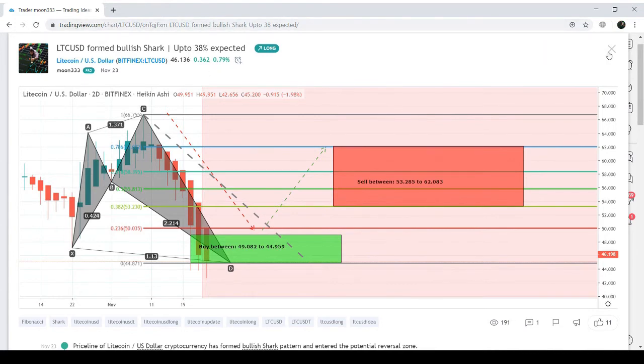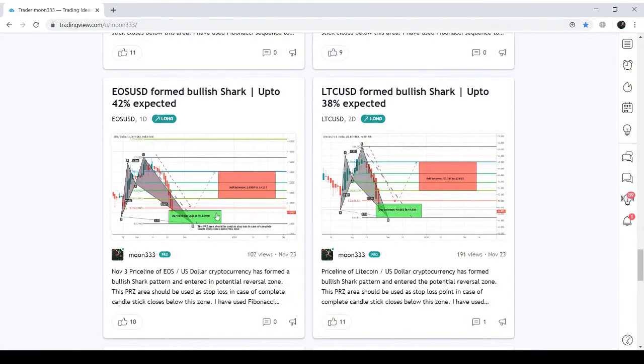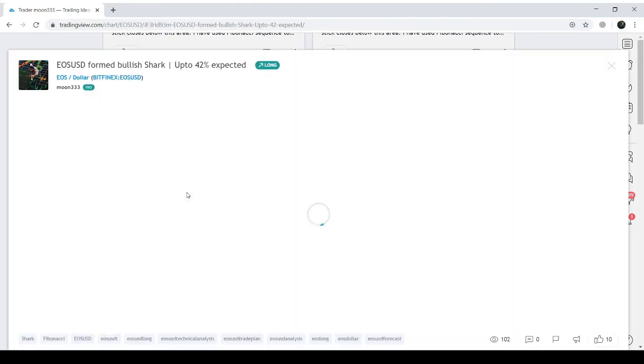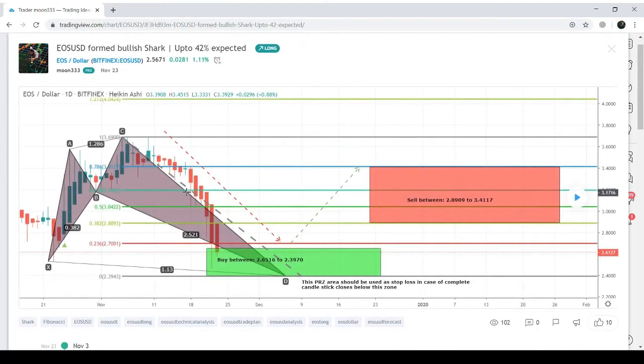Our next trade is EOS with US dollar. And on this chart, we can see the price action has completed, this is also a bullish shark pattern. This is the initial leg. The A to B leg should be retraced between 0.382 up to 0.618 Fibonacci. And here we have the retracement up to 0.382 Fibonacci.